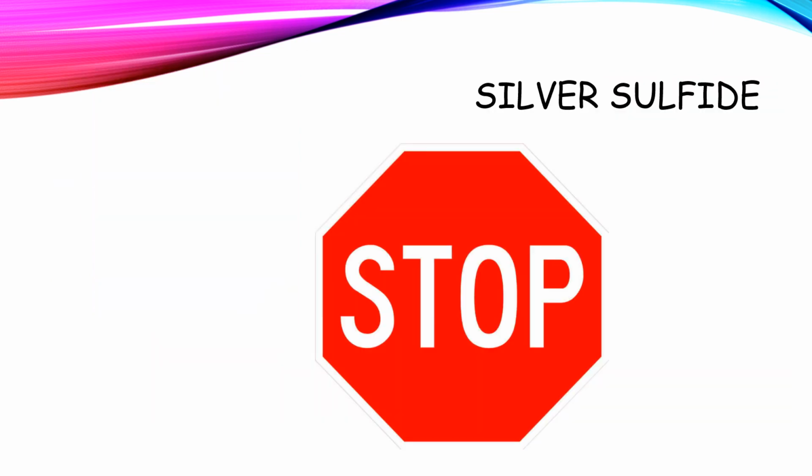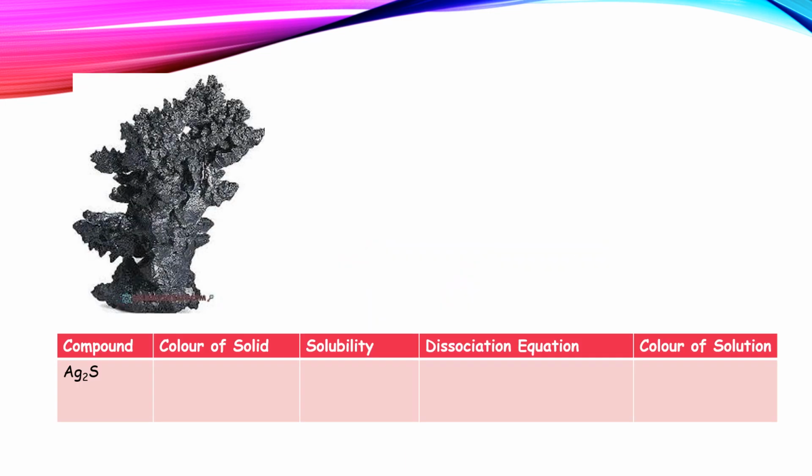Next example is silver sulfide. Stop the video and have a go, and you can see it gives a black solid. It's insoluble in water, so it has no dissociation equation and no coloured solution. I hope you've got the hang of this. If not, go back and try some more examples.